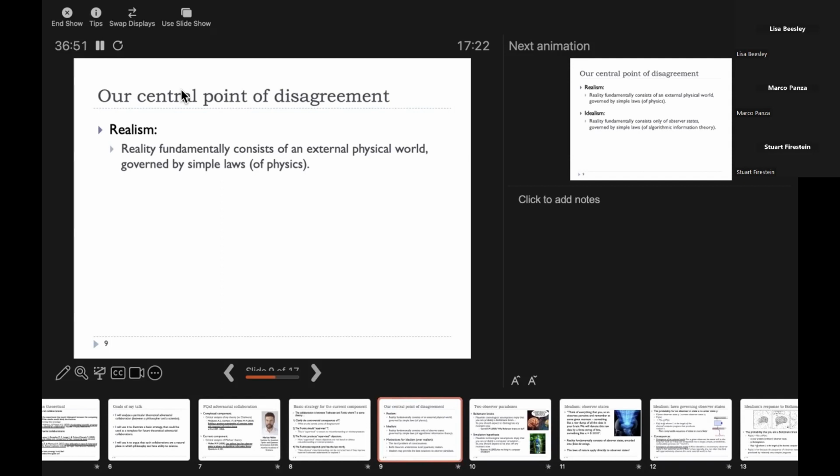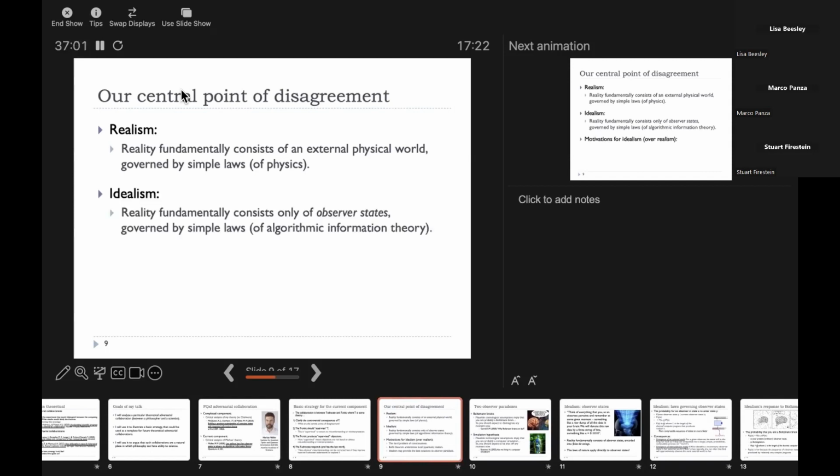Okay, so ask yourself if you're a realist based on this definition. So Marcus rejects this idea. Here's what he believes. Idealism. Reality fundamentally consists only of observer states governed by simple laws. In this case, not of physics, but of algorithmic information theory.